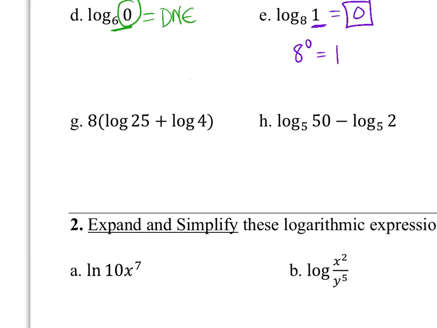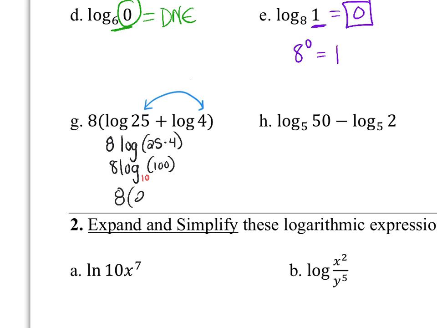Letter G, I'm going to condense these logs. When I'm condensing, I multiply the arguments. So this becomes 8 log of 25 times 4, so 8 log 100. Remember, there's an imaginary base 10 here. So 10 to what power equals 100? Well, 10 to the second equals 100, so that log goes away. So we multiply 8 times 2, which equals 16.